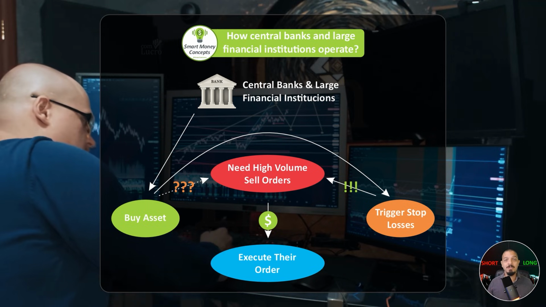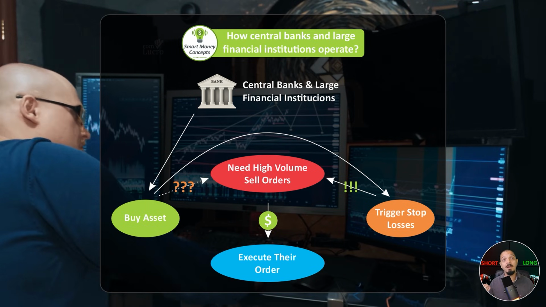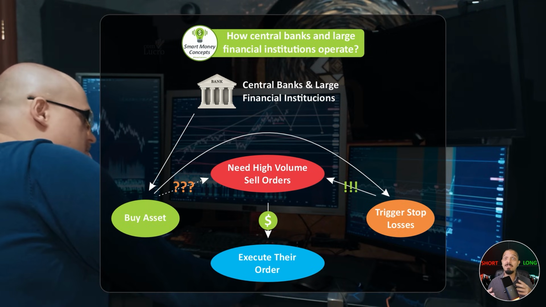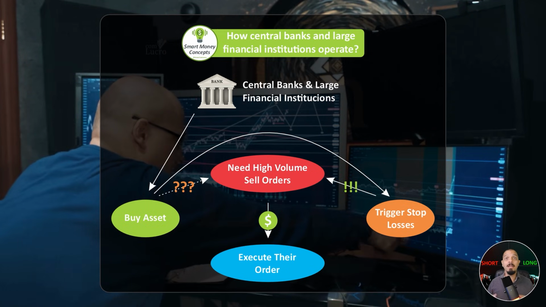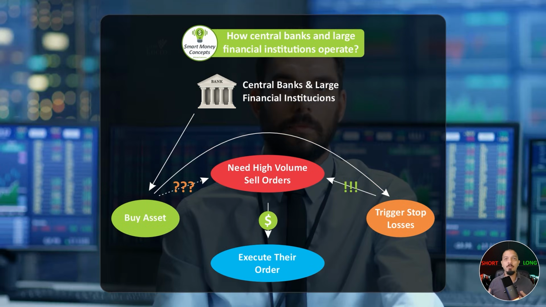Now, we're going to understand how central banks and large financial institutions operate, which can provide deeper insights. Every time a buy position is executed in the market, there must be someone on the other side willing to sell to fulfill the corresponding buy order, and vice versa.